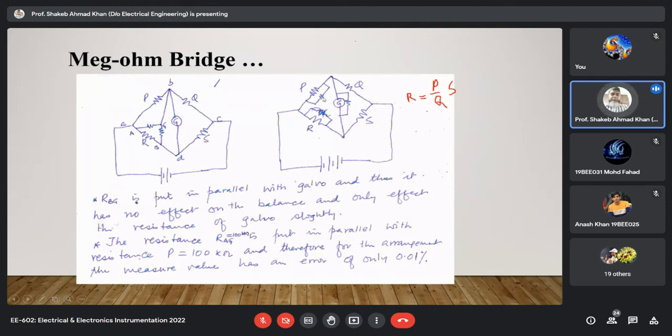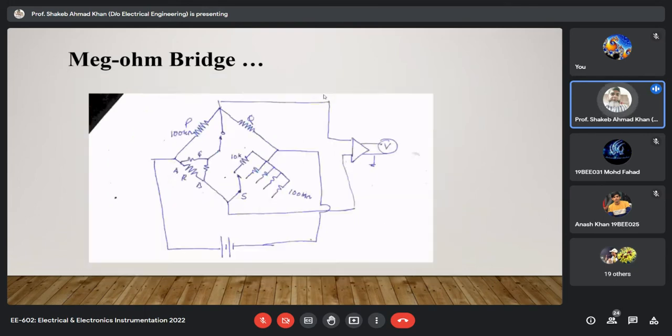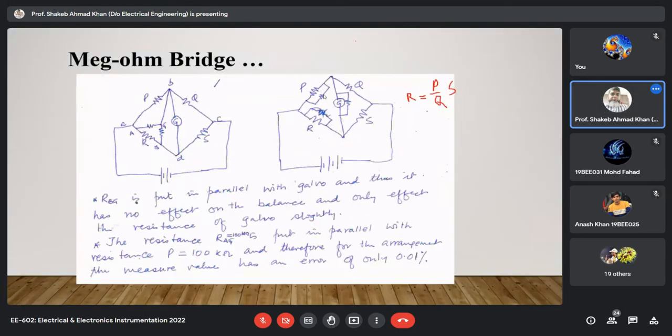So how much the error will be, we don't know, because we are not counting this resistance. We are aware of P, we are aware of Q, we are aware of S when the bridge is balanced. So by the bridge balance equation, R is equal to P upon Q into S, we will calculate the value of R. But because of this connection, this resistance RAG is appearing across the P. So obviously the value of P is modified. If we are not aware of that, we are not able to find it out, then that much error will be present by the value by which P is modified.